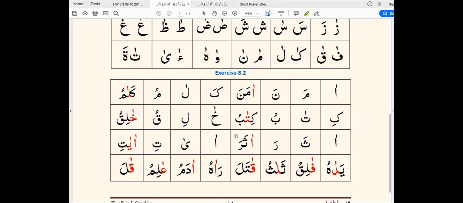Ayati. Very nice. Well done. We're going to go back to this first line again. I want you to repeat this after me. So we're just going to go straight to the word here. You can see the separate letters, but we're going to go straight to the word.